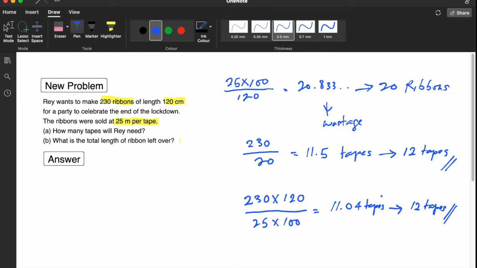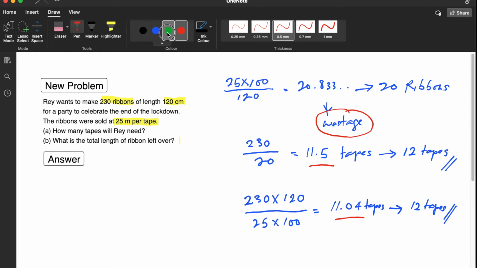But do you notice something? You notice the numbers before the rounding off. The correct method gives you 11.5, while the wrong method gives you 11.04, which is smaller. The correct method is always bigger because of this wastage. So it is a logical answer actually.